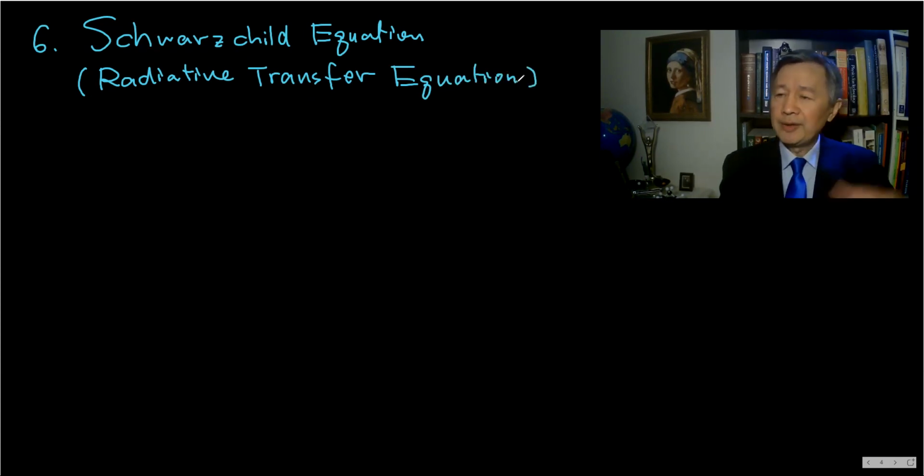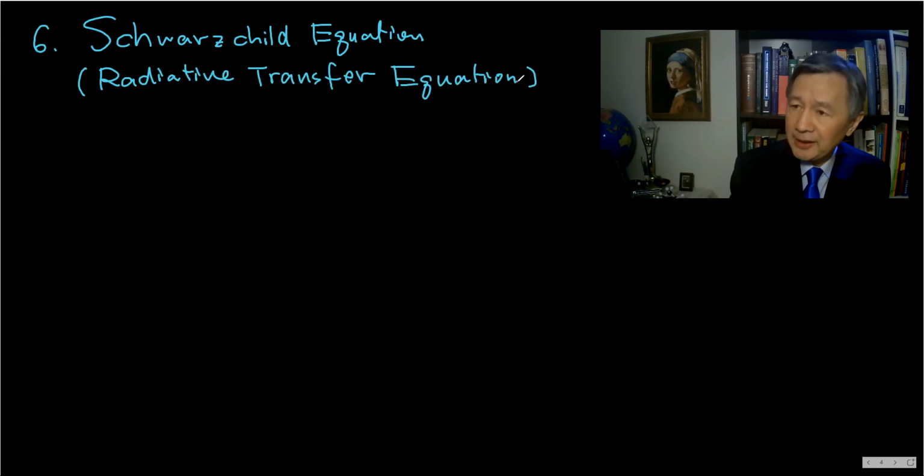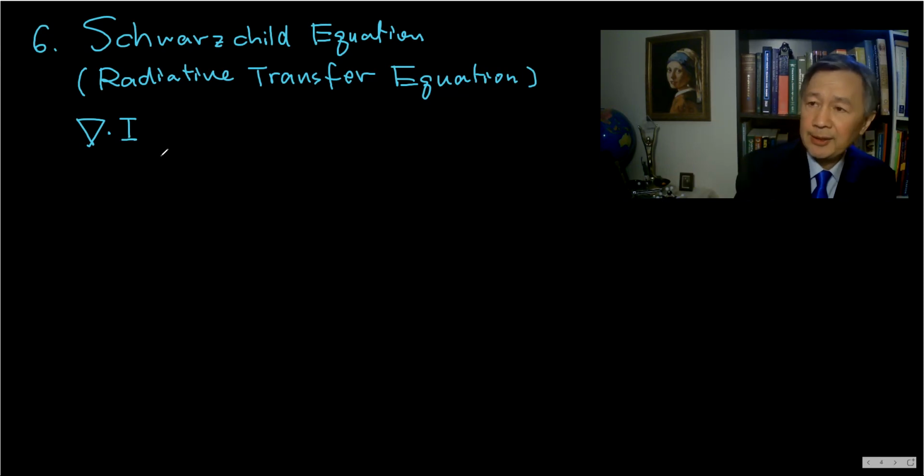If you want to know how the solar radiation interacts with the atmosphere and how the infrared radiation from the surface interacts with the atmosphere, you have to use the Schwarzschild equation. This equation's idea is rather simple. They just assume that they can find the gradients of the radiation, that is, the intensity along a certain direction, and this gradient must be equal to the absorption plus emission.